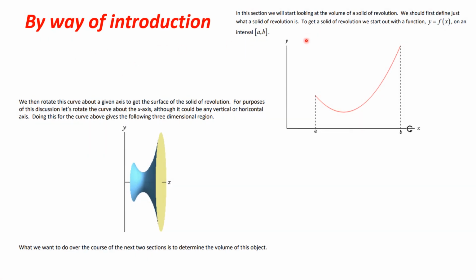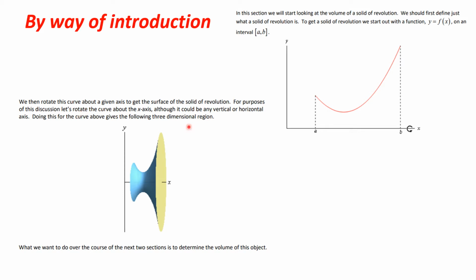By way of introduction, in this section we start to look at solids of revolution. So what we will have is a function in the plane, and we will be spinning it around an axis, and in this case we're spinning it around the x-axis. That's what this notation means. Now when you do that, you create a solid that looks like this. And so we want to know the volume of this solid.